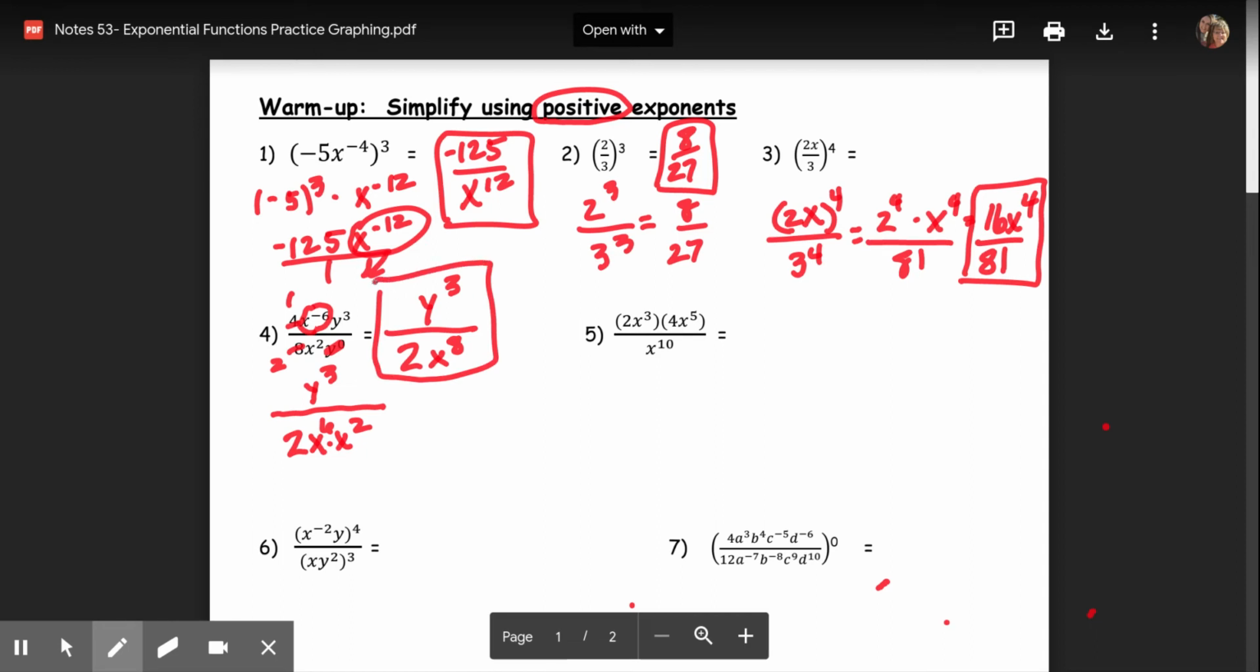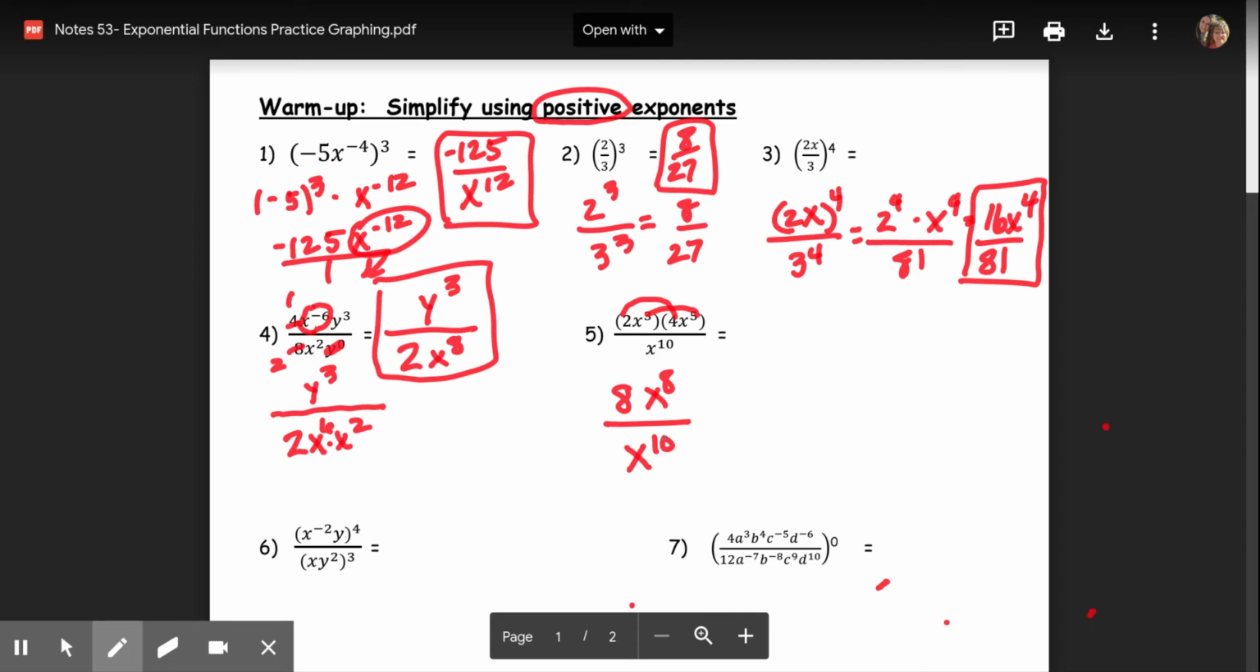All right, let's take a look at number 5. The parentheses just basically shows you that we're going to multiply. There isn't any power raised to the outside. So basically what we can do is multiply 2 times 4 and get 8. And then we can add the exponents of our x's. So 3 right here and 5 there. 3 plus 5 gives us 8 all over x to the 10th power.